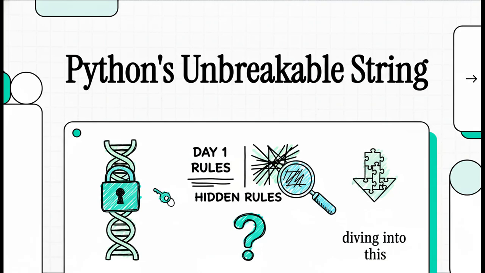When you're learning to code, you pick up the basic rules pretty quick. But then there are these other rules, these kind of hidden rules that explain why things really work the way they do. Today, we're going to uncover one of Python's most important and, honestly, most surprising hidden rules. So let's just dive right in.